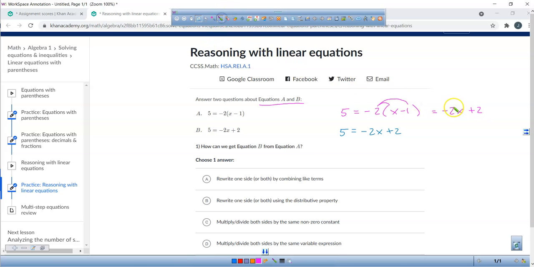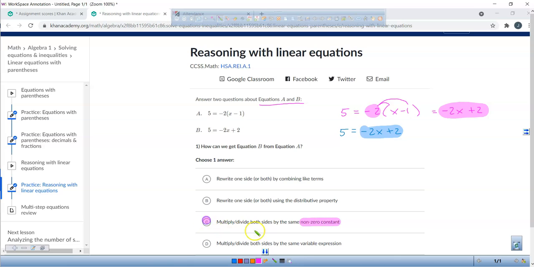And what you'll notice is that this expression is equal to this expression. So now we have two equal equations. So what did we do there? Looks like we multiplied, right? What did we multiply by? Negative 2. What is negative 2 considered to be? It's considered to be a non-zero constant.